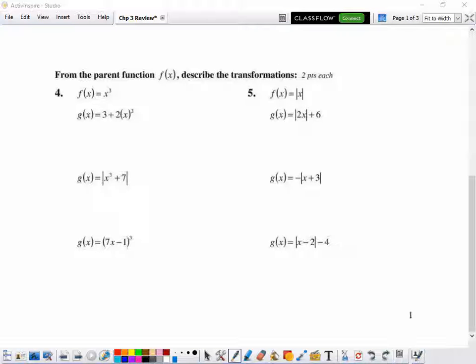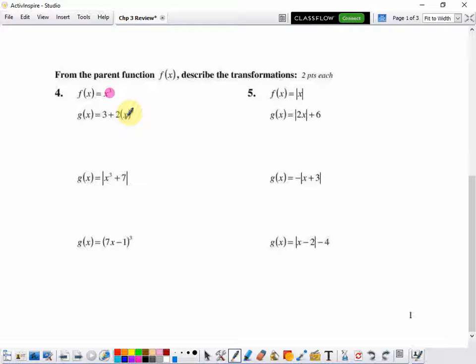So now we'll move on in our review and talk about transformations in a function. Our original function here is x cubed. If anything happens inside of that function, that's going to be horizontal, dilation, or translation. Anything outside that is going to be a vertical dilation or translation.